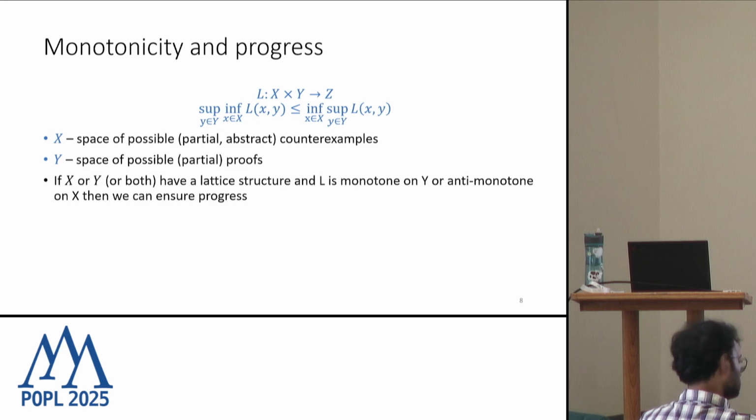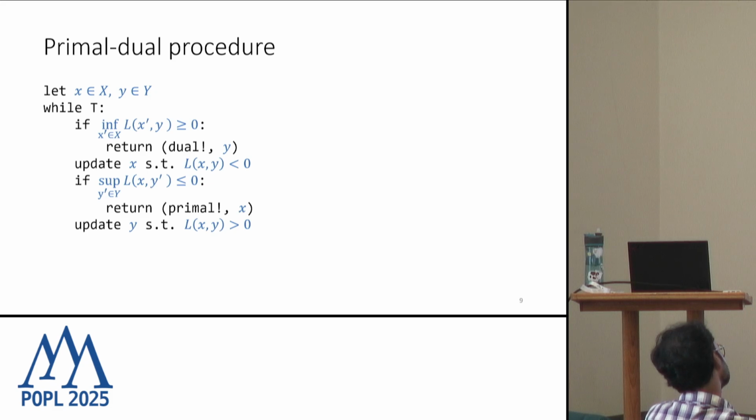The way to get around this, and this is what verification algorithms typically do, is that they use monotonicity. So if x and y, which before were just arbitrary sets, have a lattice structure, and it's enough that one of them has a lattice structure, such that the Lagrangian is either monotone on y or anti-monotone on x, so x is trying to decrease the Lagrangian and y is trying to increase it, then we can ensure progress. And the idea is very simple. We just take the same algorithm from before, and we replace this update by a monotonic update. So where we, for example, take the join of the current solution with the new value that shows why the other player doesn't win.